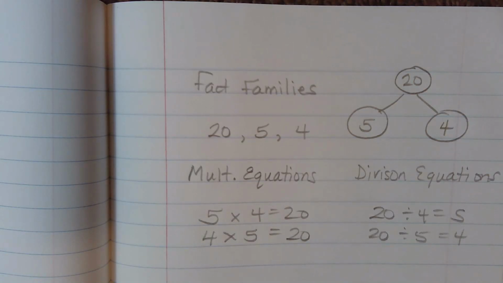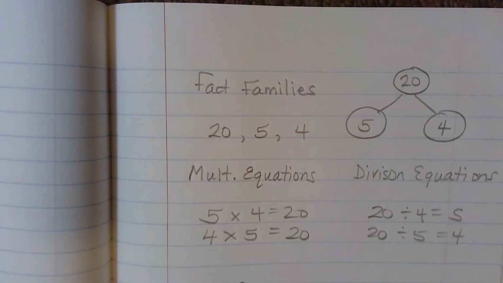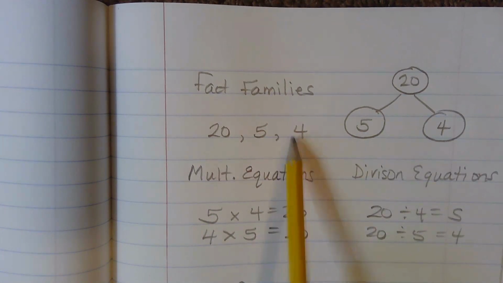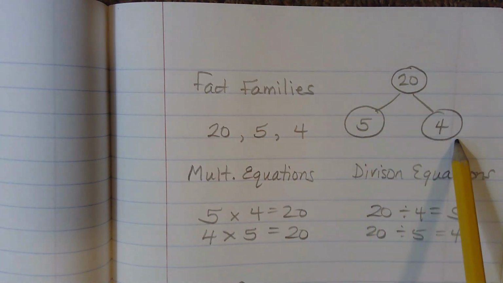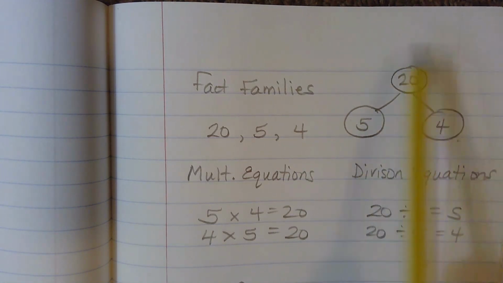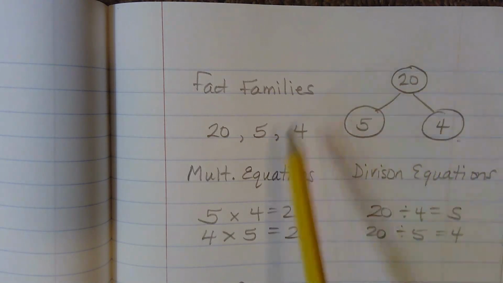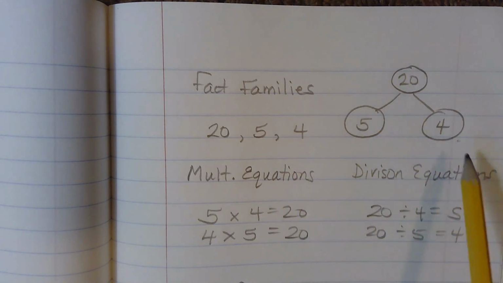All right, friends, we're going to have a review of fact families and understanding the relationship between multiplication and division. Let's say we're given these three numbers, 5 and 4. This makes a fact family with multiplication. Okay, we have 4, we have 5, we have 20, and this is one of those number bonds that you used in second grade.